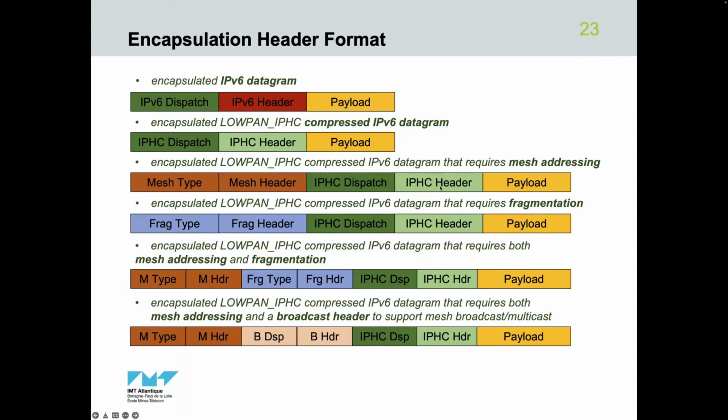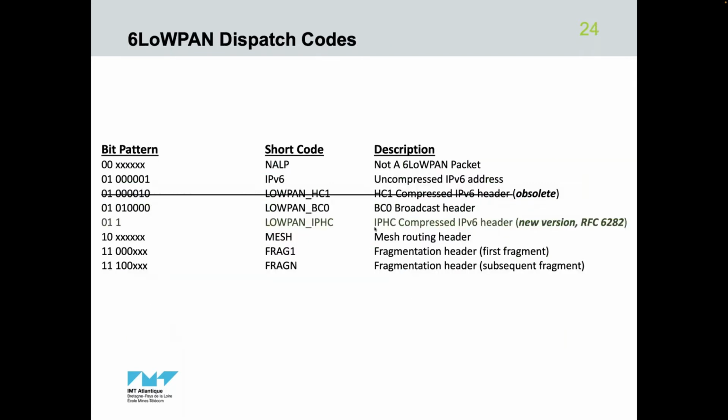Moreover, in order to be identified by 6LoWPAN, each header contains a header type field placed at the beginning of each header. So this is the dispatch that you see in the beginning each time. Okay, frag type, or fragmentation type, or IPHC dispatch. So this is the link for my next slide, where we are going to see all of these dispatch types.